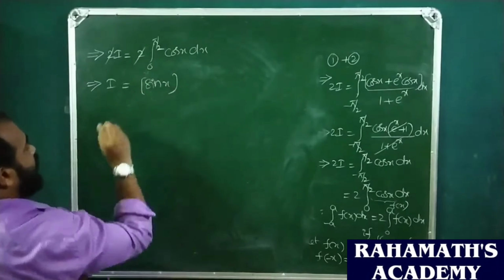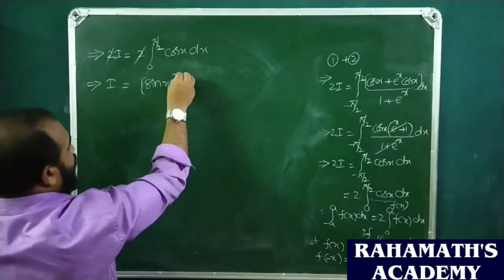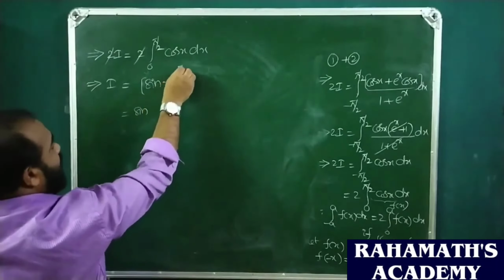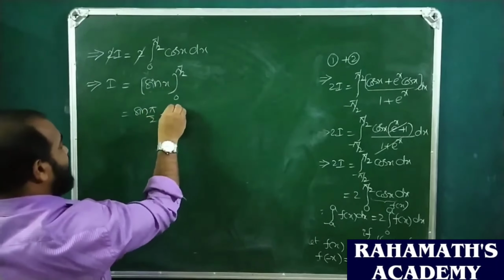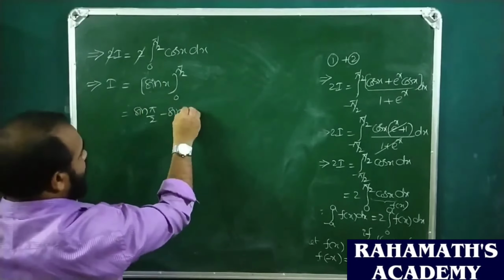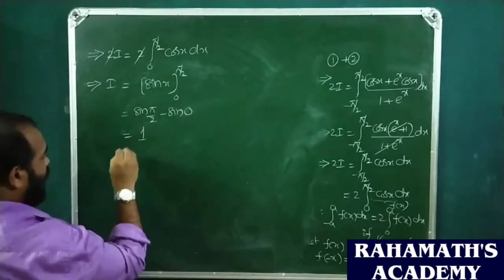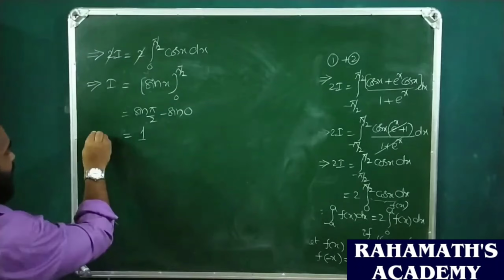So since the process of integration is over, 0 to pi by 2 is to be written here. Sin in the place of x upper limit pi by 2, minus sin in the place of x lower limit 0. Sin 90 value 1 minus 0, which is 1. Therefore, I is equal to 1.